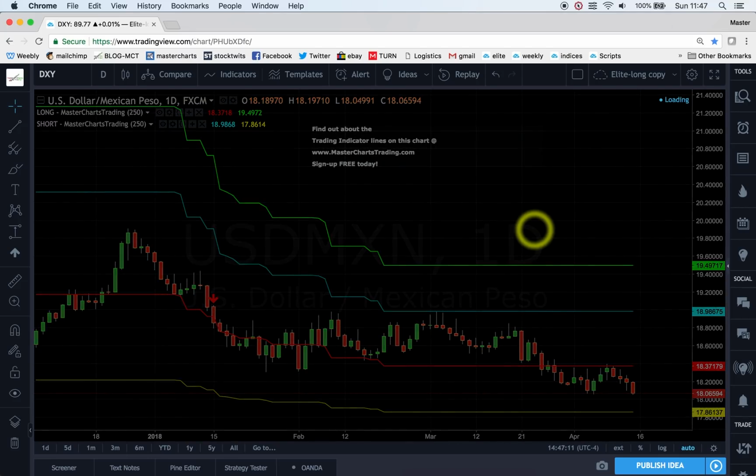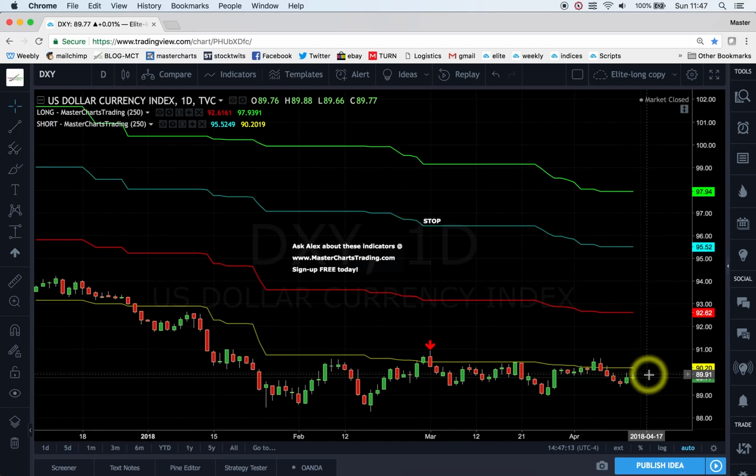Again, overall dollar is bearish, but I feel like a relatively major bounce is brewing, probably to 92.60 or so.